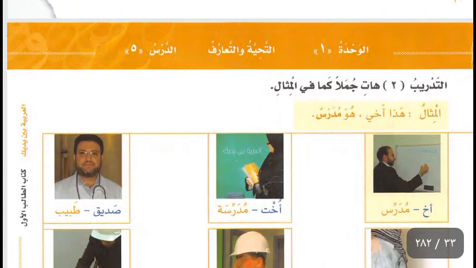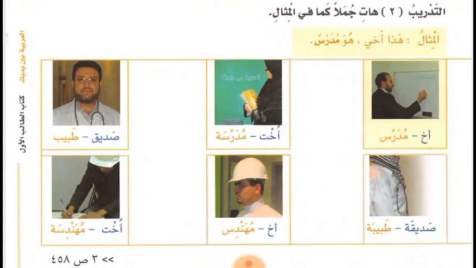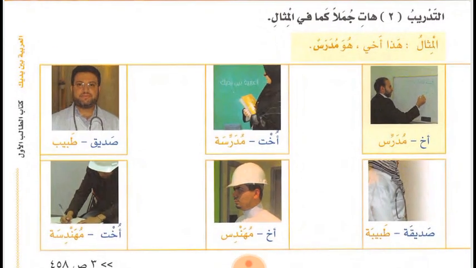Okay. On the next page we have tadrib sani, second exercise, hati jumalan kama fil misali. Bring sentences as in the example. They have given us a picture of a teacher and two words. Akh means brother, mudaris means teacher. We made the sentence, haza akhi, this is my brother. Huwa mudaris, he is a teacher. So basically we are adding ya to make it 'my'. So do this with all the others and make sentences.